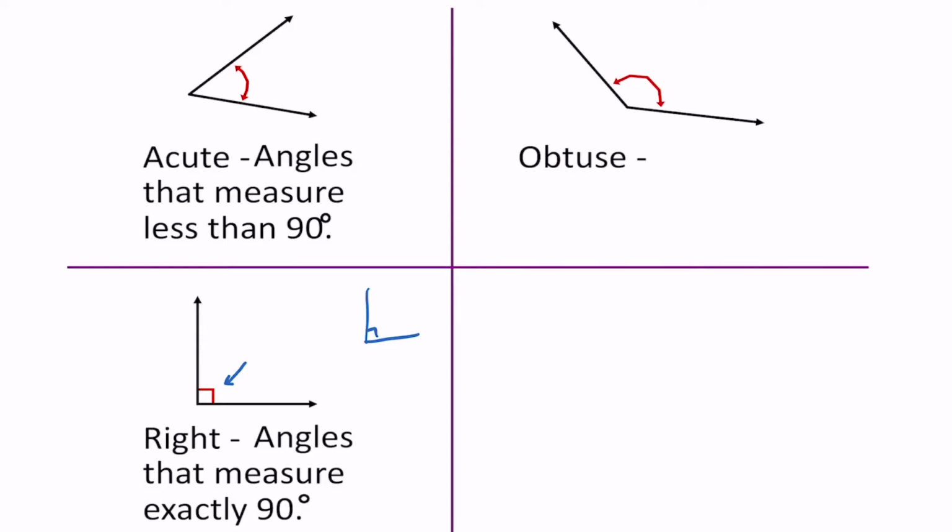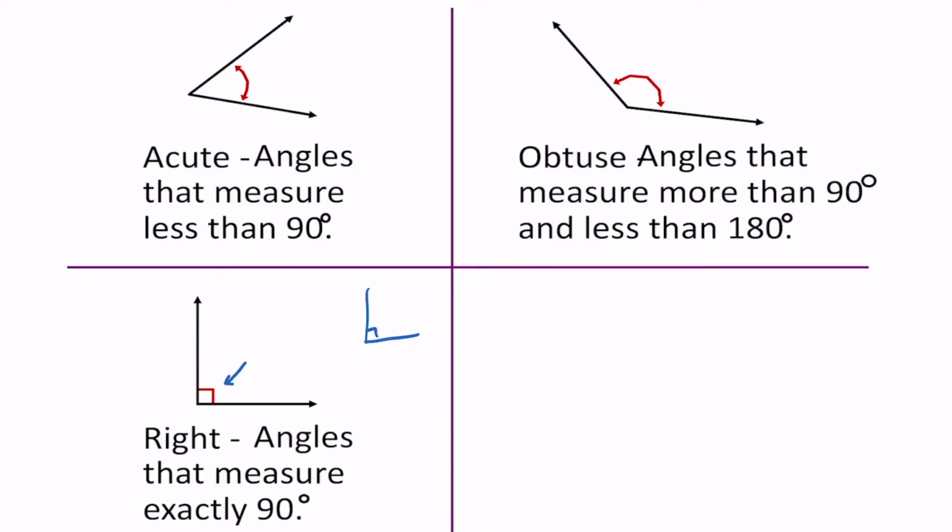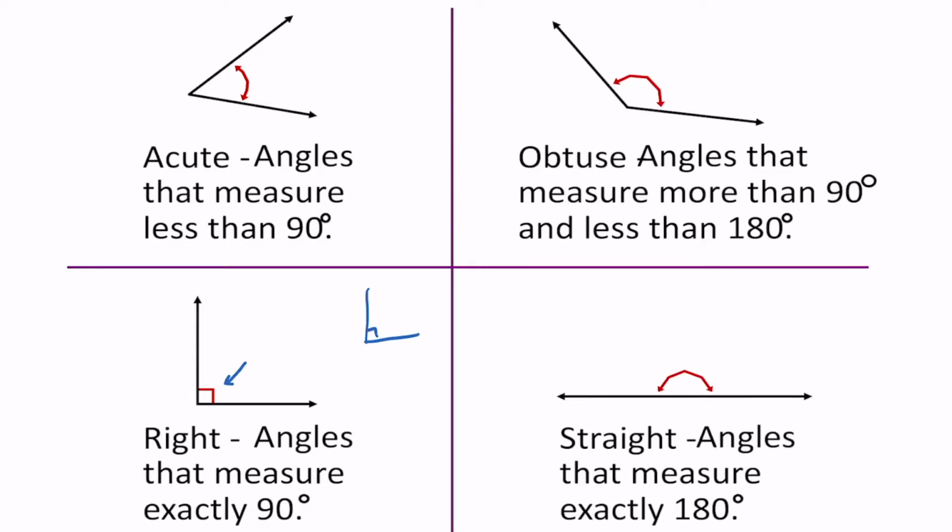And obtuse is an angle that measures more than 90 degrees, but less than 180. So a lot of times you're saying, oh, it's more than 90 degrees. Technically, yes, but when we're talking about this, we're going to say it's more than 90 degrees, less than 180, because of our last one, which is a straight angle. A straight angle is an angle that measures exactly 180 degrees.